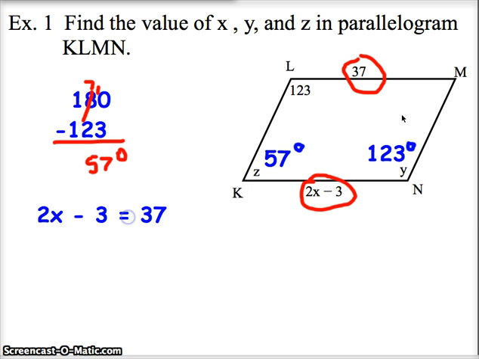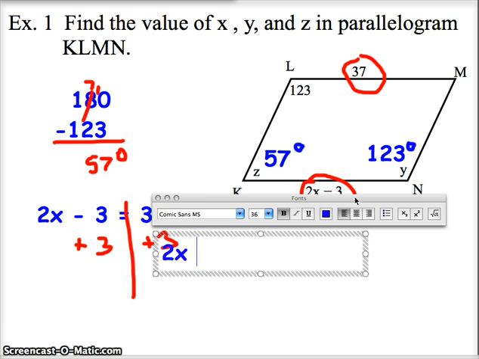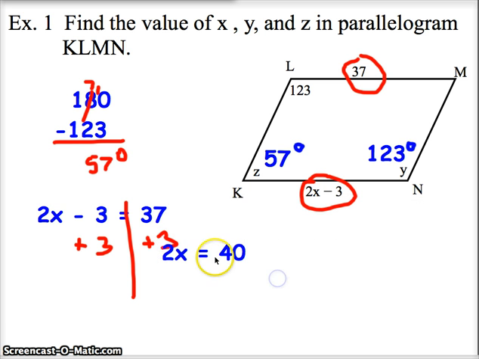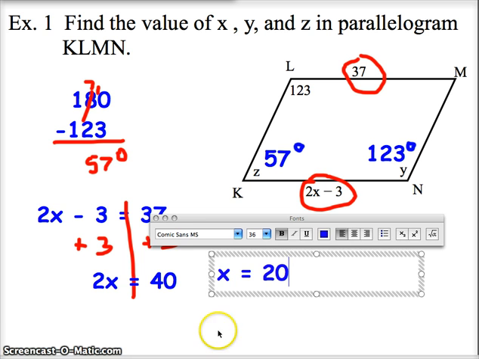And now we get some more algebra in the mix. Add 3 to each side. And we'll end up with 2x equaling 40. Divide each side by 2 and we'll be left with x equaling 20 units.